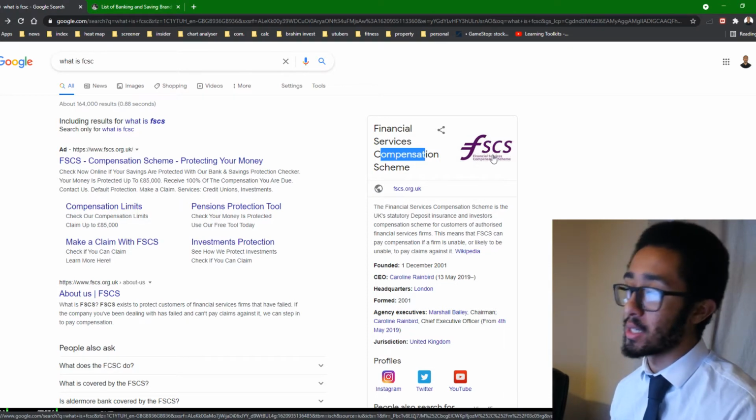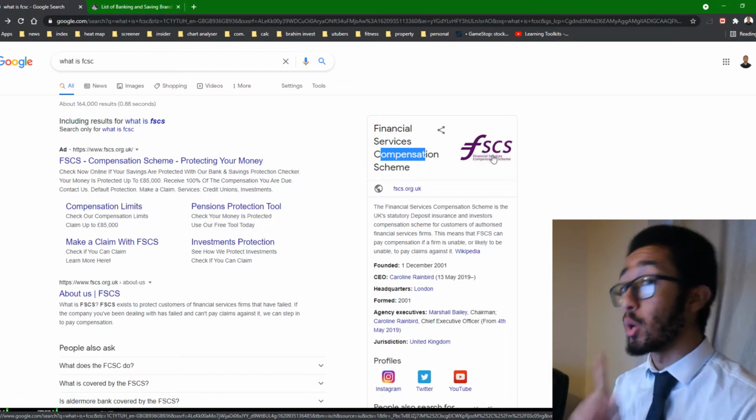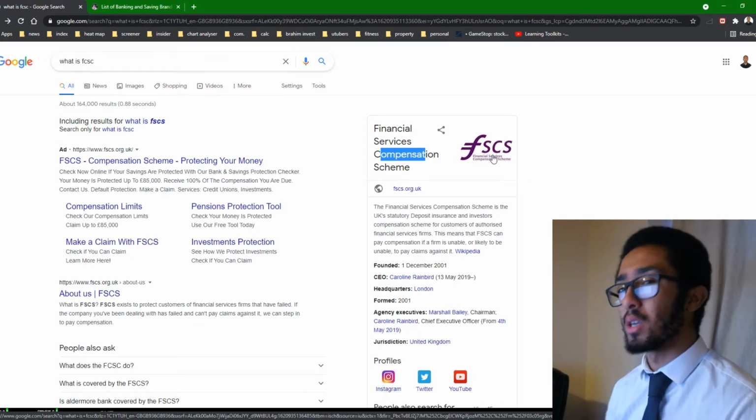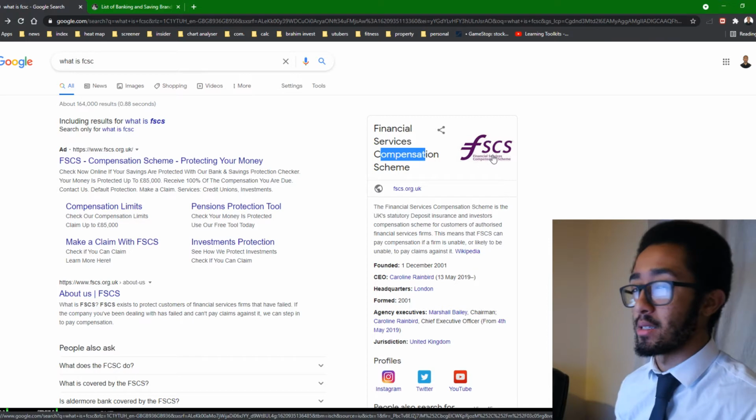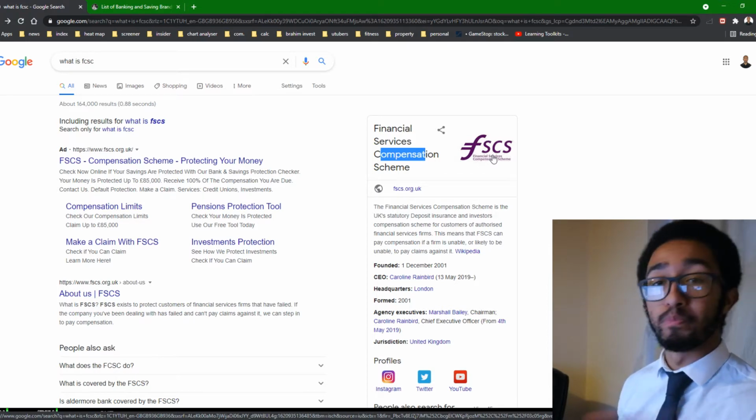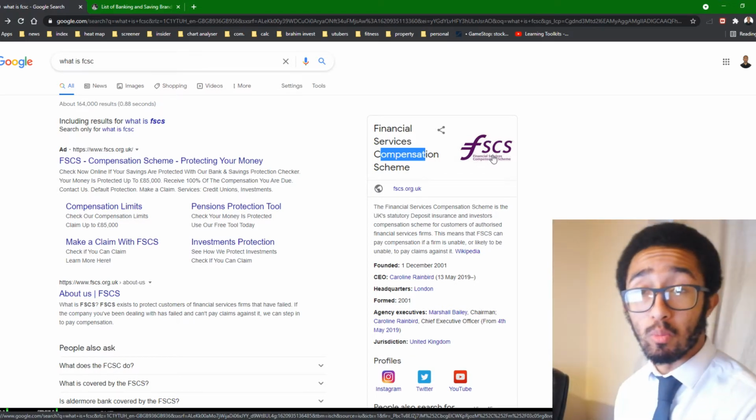If you have £1, you're getting that pound back. If you have £10, you get that £10. If you have 85k, you're getting that 85k. If you have 100k, you're only getting 85k back. So I'm going to tell you why it's good to have multiple banks. Answer short: because then you can be insured on more of your money.